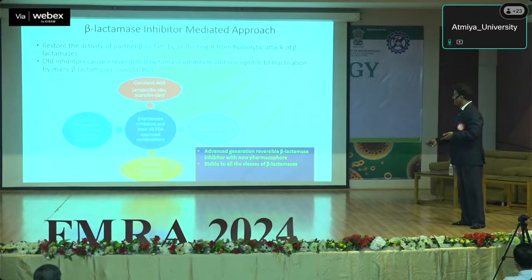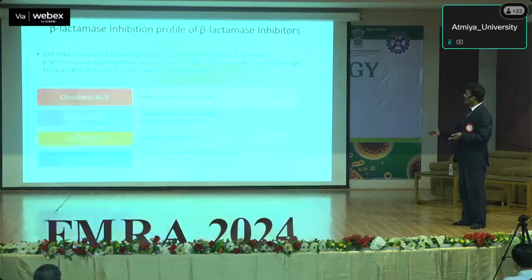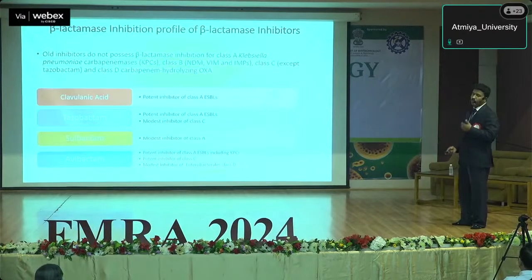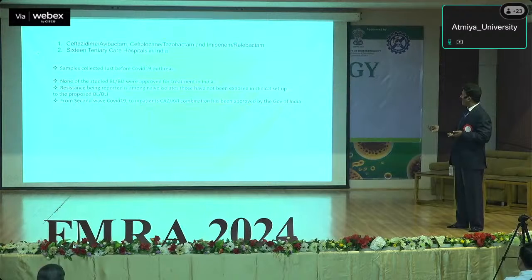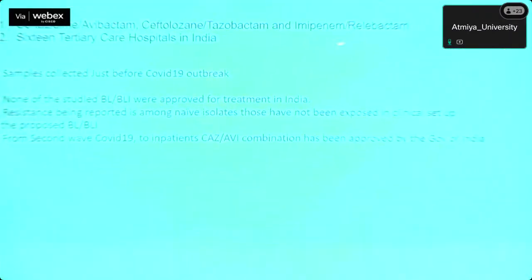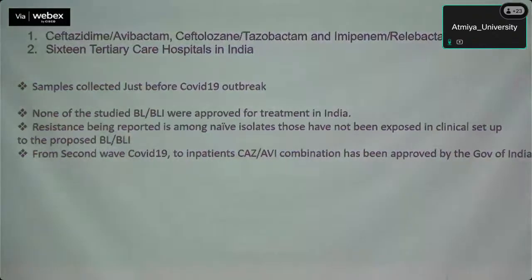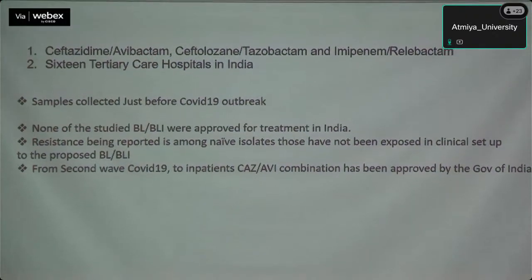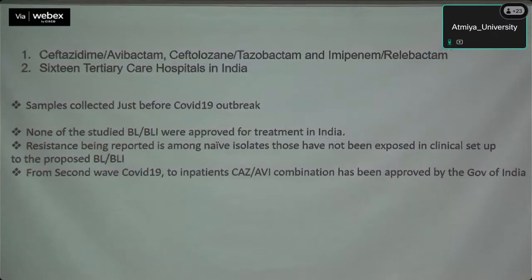In any case, we are not going to talk about that, but Prashant has used more than avibactam in this paper. I'll talk about what we used: ceftazidime-avibactam, then ceftolozane-tazobactam, which is an existing composition, and one more, imipenem-relebactam. So we have relebactam and avibactam as new novel beta-lactamase inhibitors.